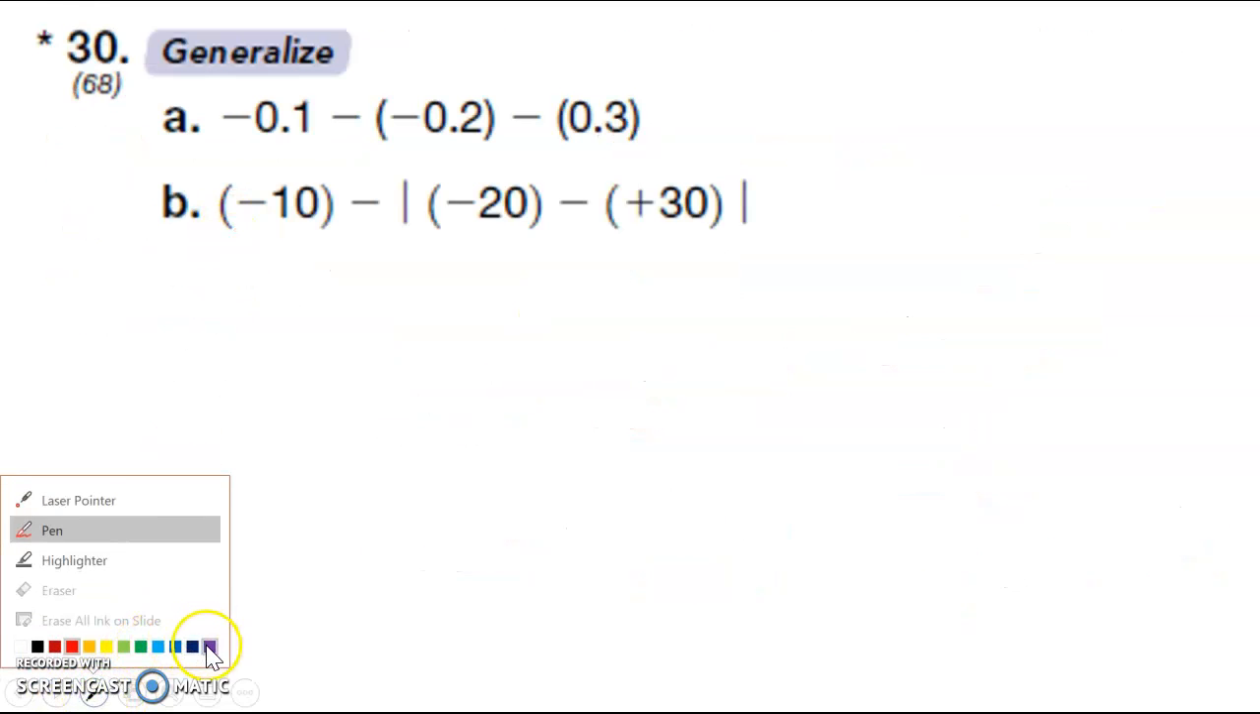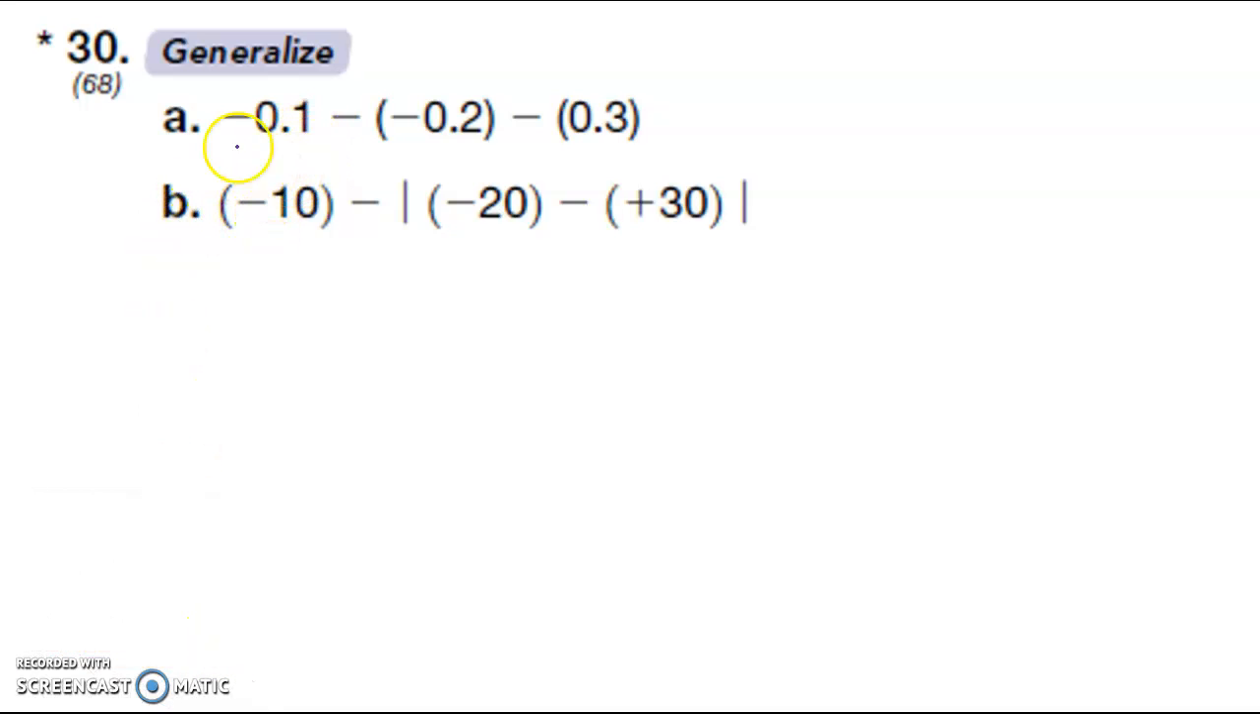Let me change the color. Okay, so we are just going to do this part first. So we have a subtraction problem, so we're going to keep, change, change. So I have negative 0.1 plus positive 0.2. So that's going to give me, my addition rules are that if they are different signs, I subtract and take the sign of the larger. So this is 0.1, and it's positive. And then I'm going to bring down everything else I have up here.